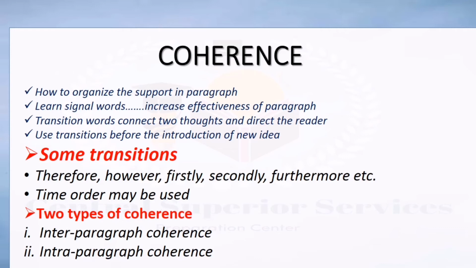You can also use time order to arrange your supporting ideas in the way they occur, or arrange them in a chronological order. For example, first this happened, then this, after that this, finally, etc. This method is mainly followed in narration or direction. Use transitions wherever they are required. There are mainly two types of coherence that are as follows. Interparagraph coherence, that is between the first and next paragraph, and the other one is intra-paragraph coherence, that is the coherence within the paragraph.